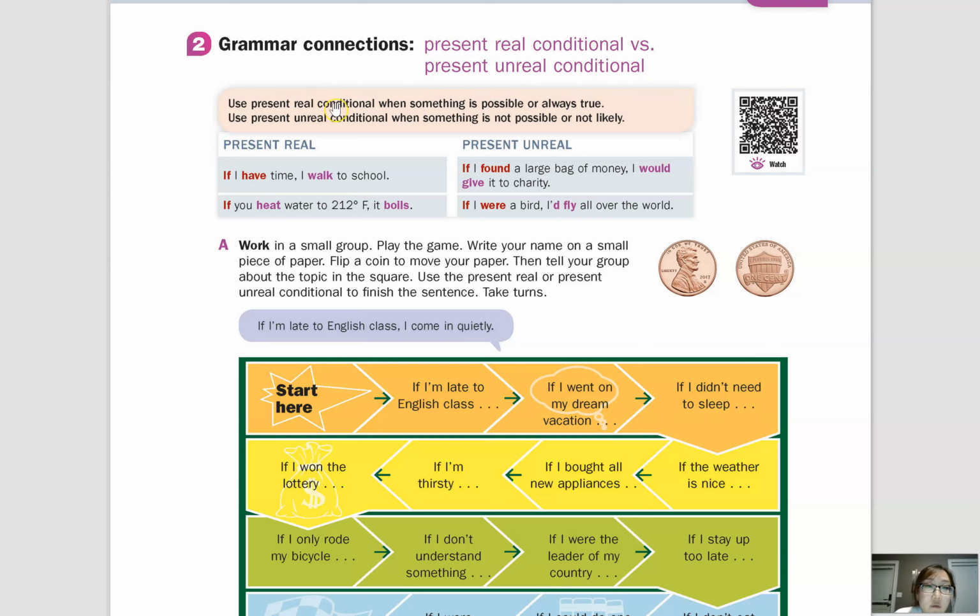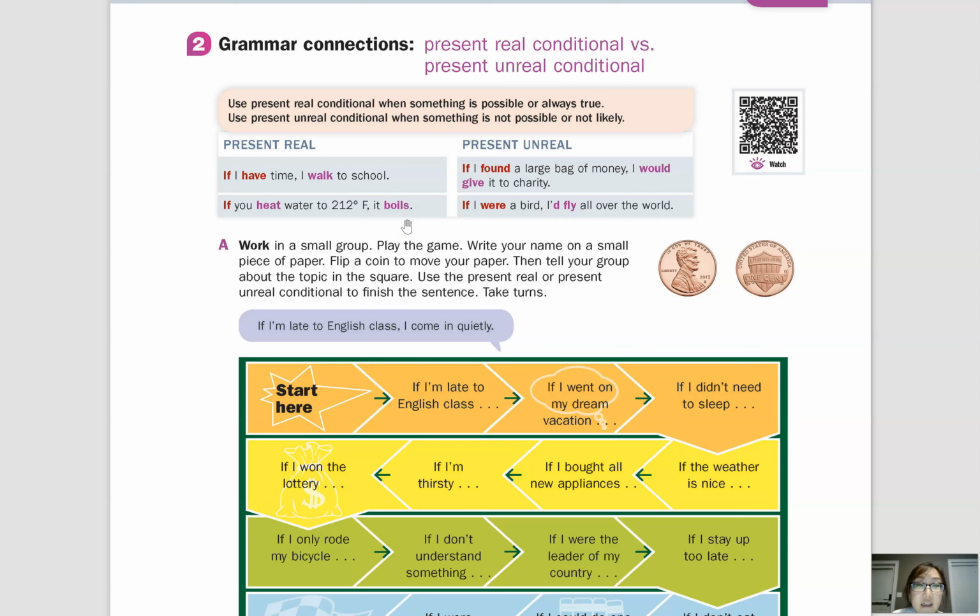Use present real conditional when something is possible or always true. So, for example, if I have time, I walk to school. Okay, so this is very possible, and it is a likely situation, and it always happens if you have time. So, if I have time, I walk to school. And the second example, if you heat water to 212 degrees Fahrenheit, or 100 degrees Celsius, it boils. Okay, and this is always true.